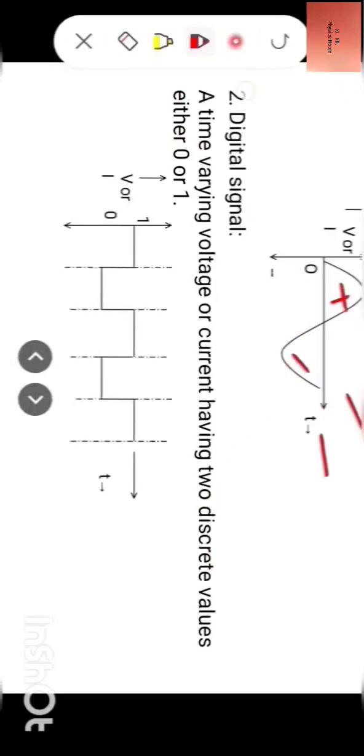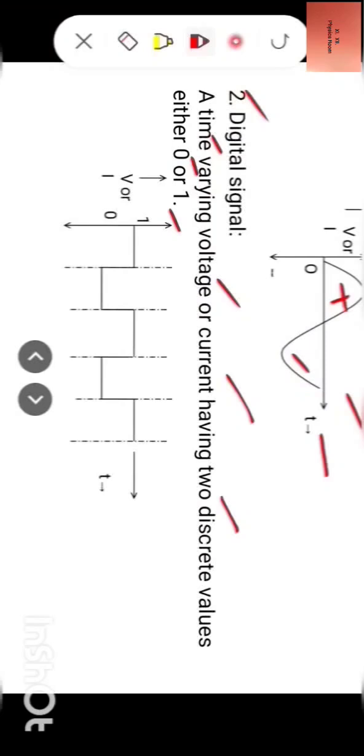Now second, digital signal. Let us define digital signal. A time varying voltage or current having two discrete values 0 or 1 is defined as digital signal.